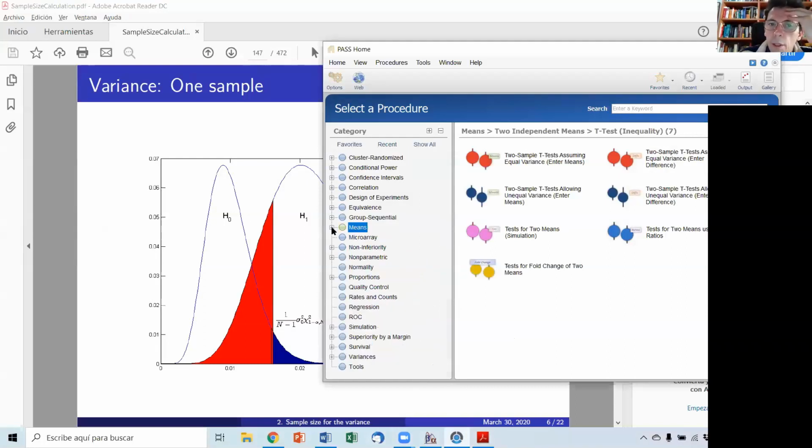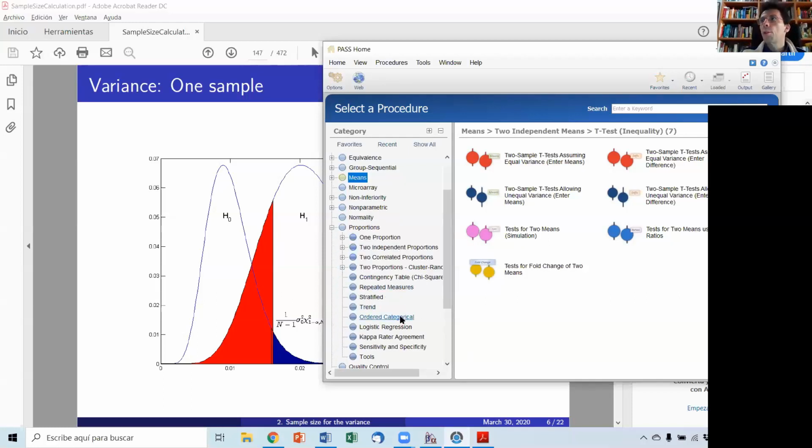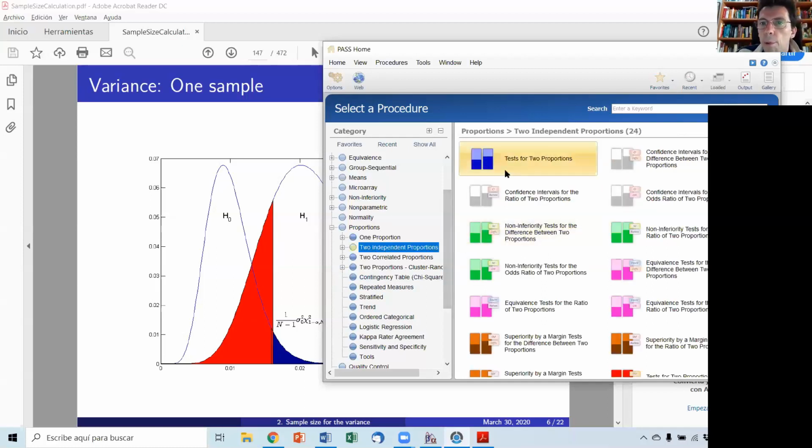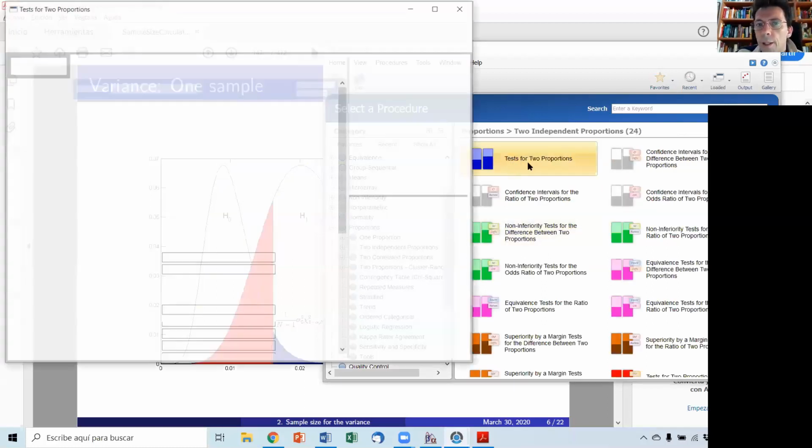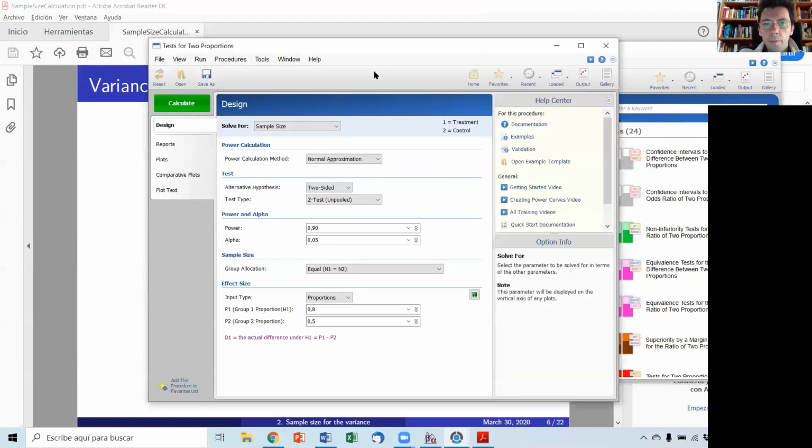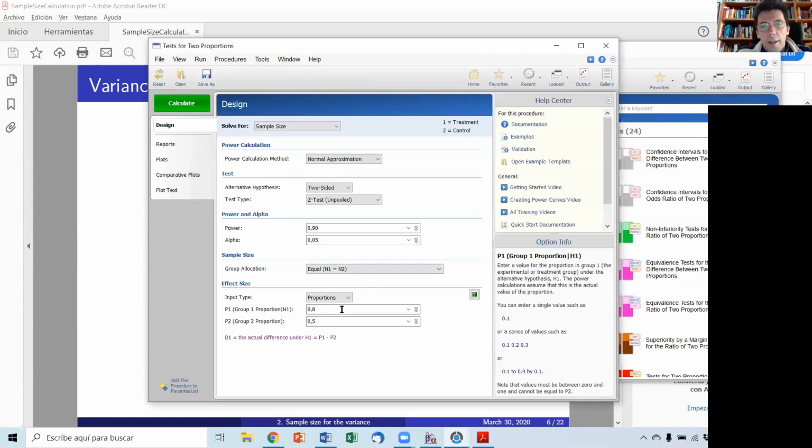Let's say that I want to design something based on proportions. The biggest part of research is done on means. The second biggest part is on proportions. So I want to show that the proportion of animals that have this feature is smaller in this group than in this other group. Then I can go for a test for two independent proportions, for instance. And then you can say what proportions you expect in each one of the groups. So this could be the control, and this could be what you want to detect.